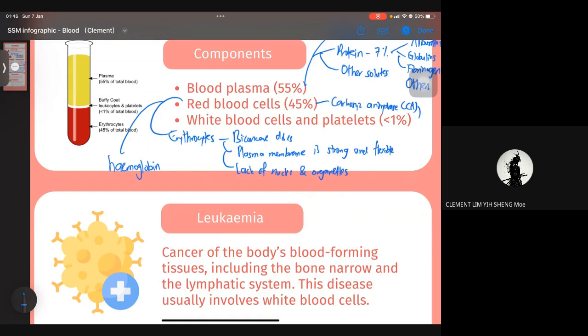Next, we talk about the white blood cells. White blood cells are known as the leukocytes. Among the white blood cells, neutrophils occupy the most, 60% to 70% of it. Then followed by the lymphocytes, monocytes, eosinophils, and basophils.